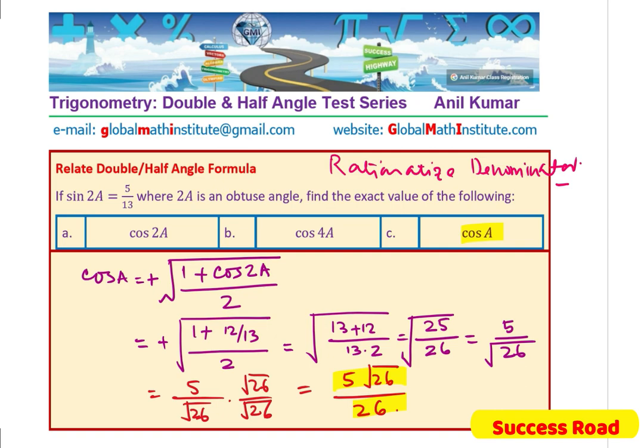So I hope with this you understand the strategies involved in writing trigonometric ratios of half angle, double angle, when you are given any one of them.